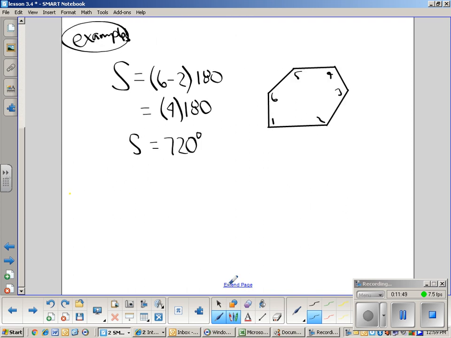Now, let me show you why that comes about. If I draw all the diagonals I could from this one vertex, I end up with how many triangles?